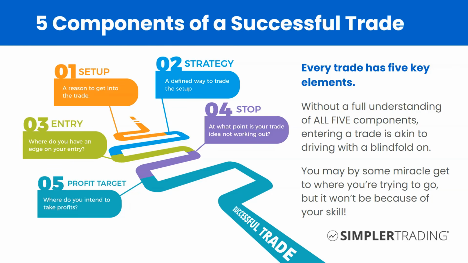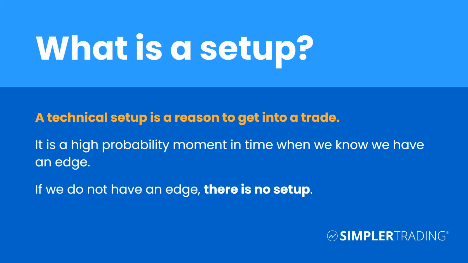So there's 5 components of a successful trade. You have the setup, the strategy, the entry, the stop or your exit, and then you have your profit target. And taking a trade without a good understanding of each of those components, it's kind of like driving with a blindfold on. Never really a good idea.